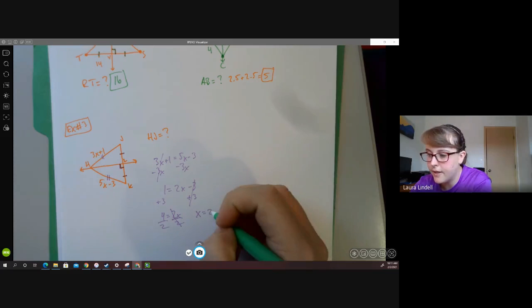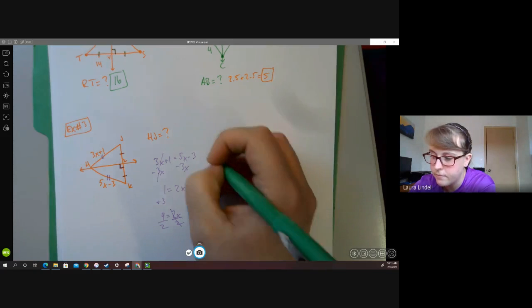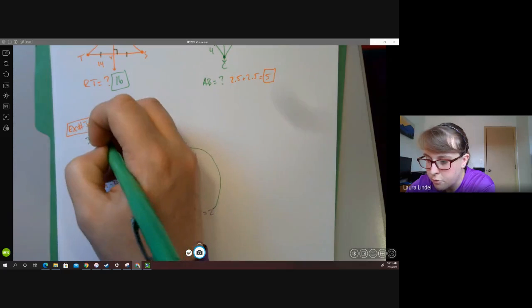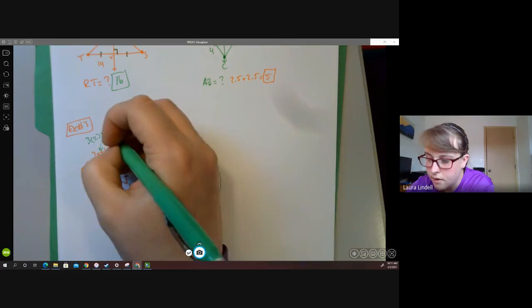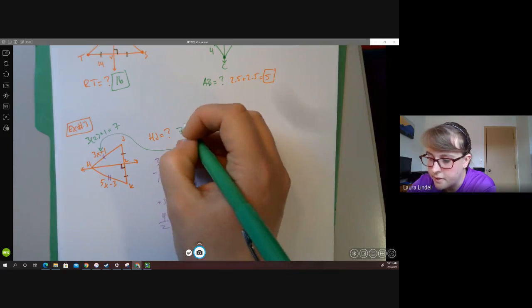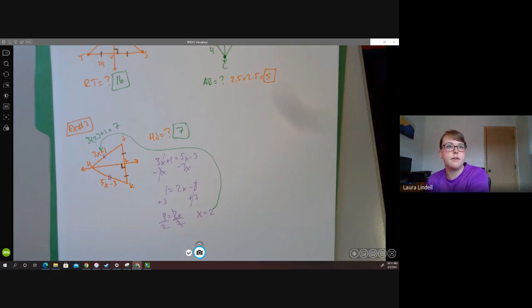So that means we need to take that 2 and plug it back in right there. So 3 times 2 plus 1 is going to give us 7. So HJ is 7, and that is our answer there.